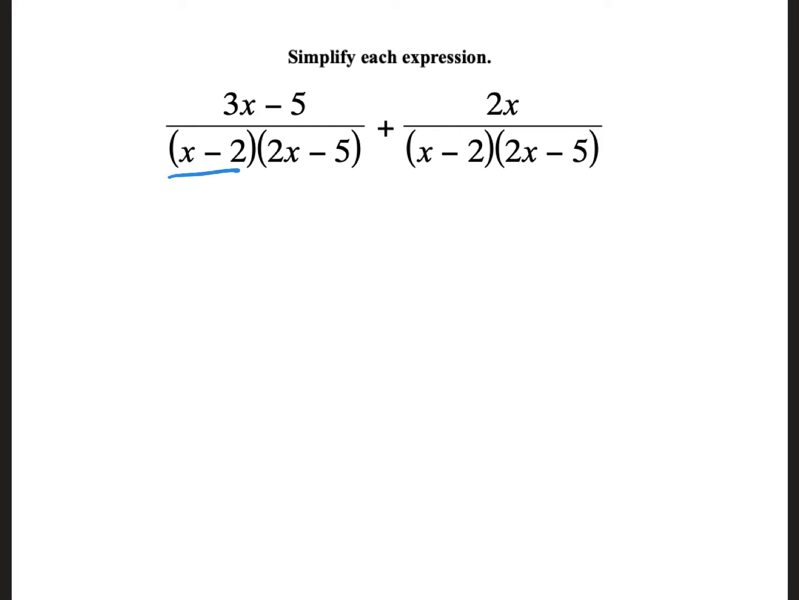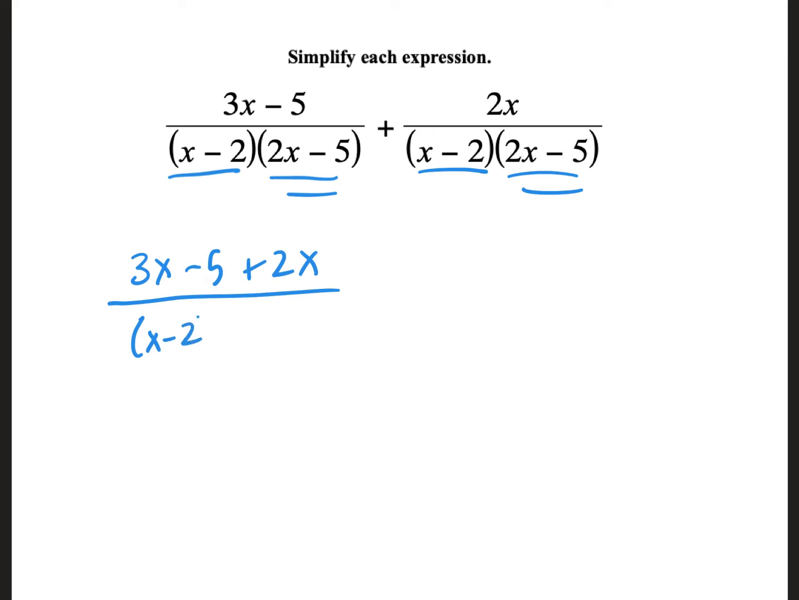So notice we have x minus 2, x minus 2, 2x minus 5, 2x minus 5. That's great. At this point, we just need to add the top of each of our fractions together. So really we have 3x minus 5 plus 2x all divided by x minus 2 times 2x minus 5.